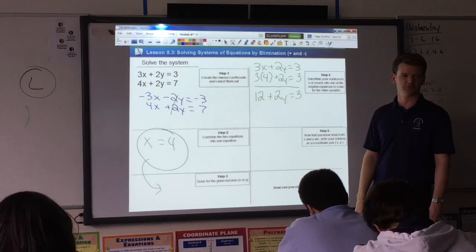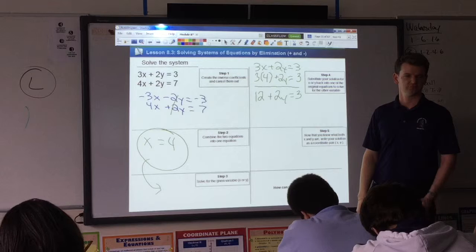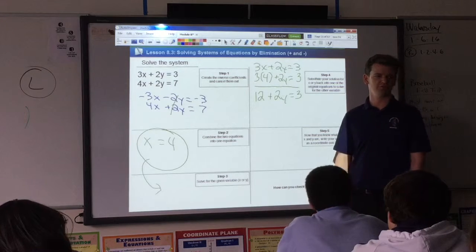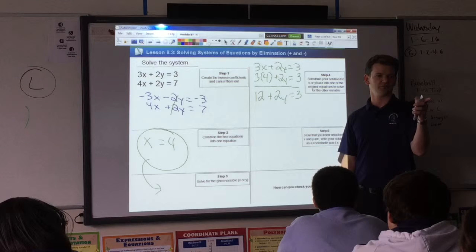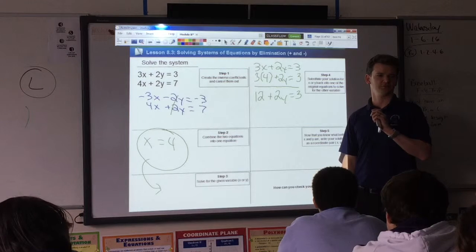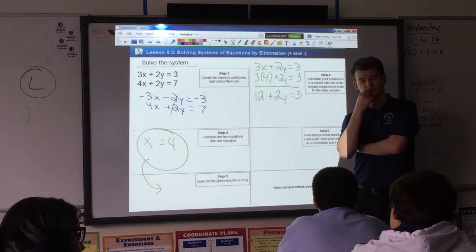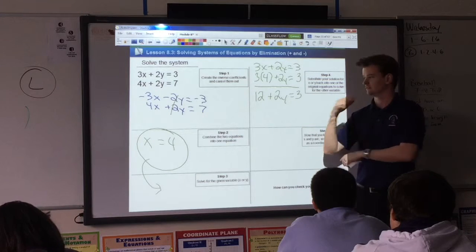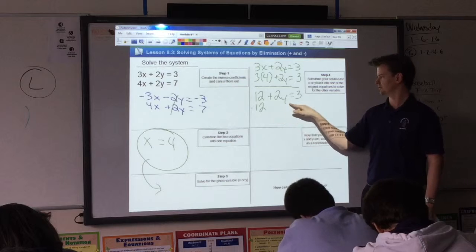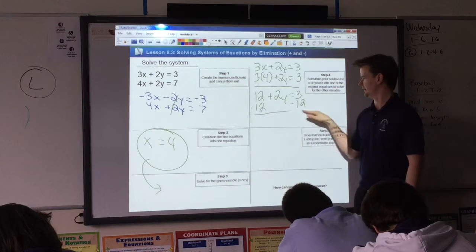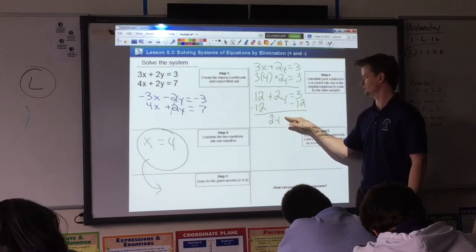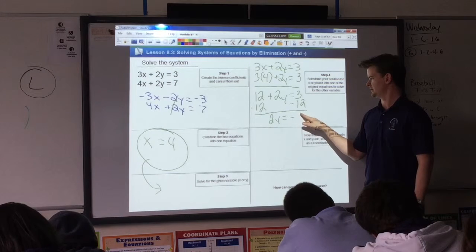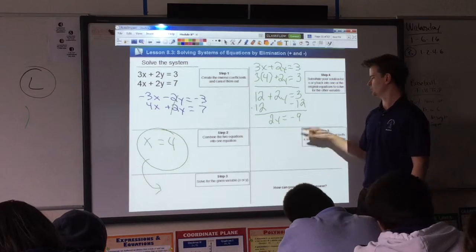You're on the right track, don't worry. For those of you working ahead, don't be concerned because you got a fraction. What do I do? Two-step equation. Got to isolate the variable term. You subtract 12 from both sides, and I'll have 2y is equal to what? Negative 9.